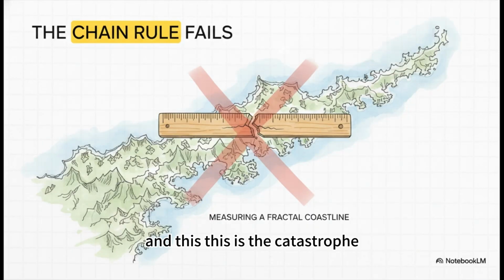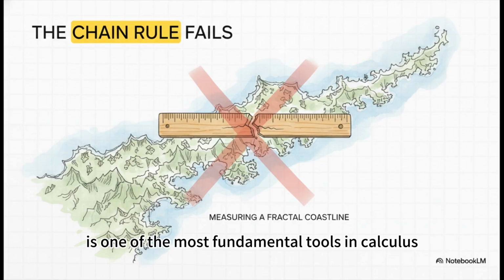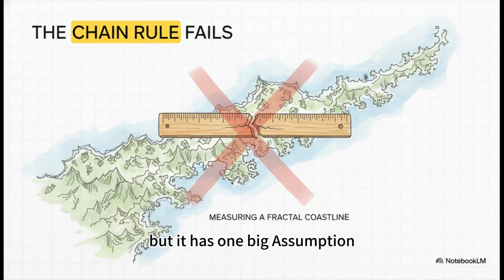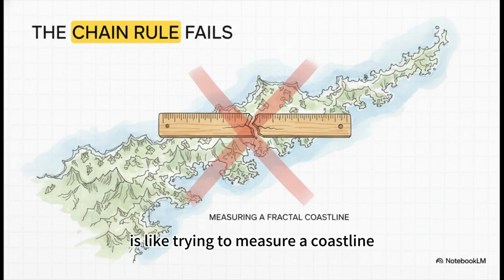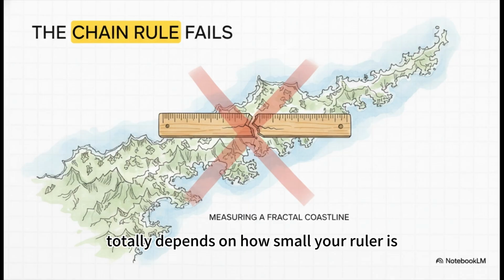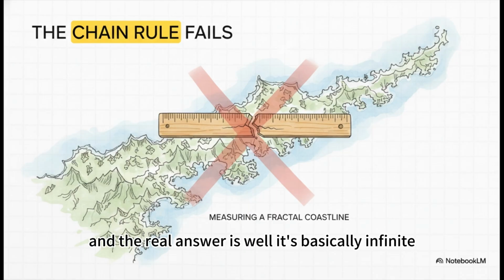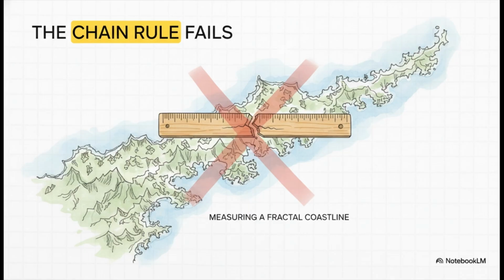And this is the catastrophe. The chain rule is one of the most fundamental tools in calculus, but it has one big assumption, that things are locally smooth. And that's just not true for financial data. Trying to use it here is like trying to measure a coastline with a yardstick. The answer you get totally depends on how small your ruler is. And the real answer is, well, it's basically infinite. The old tools are officially broken.